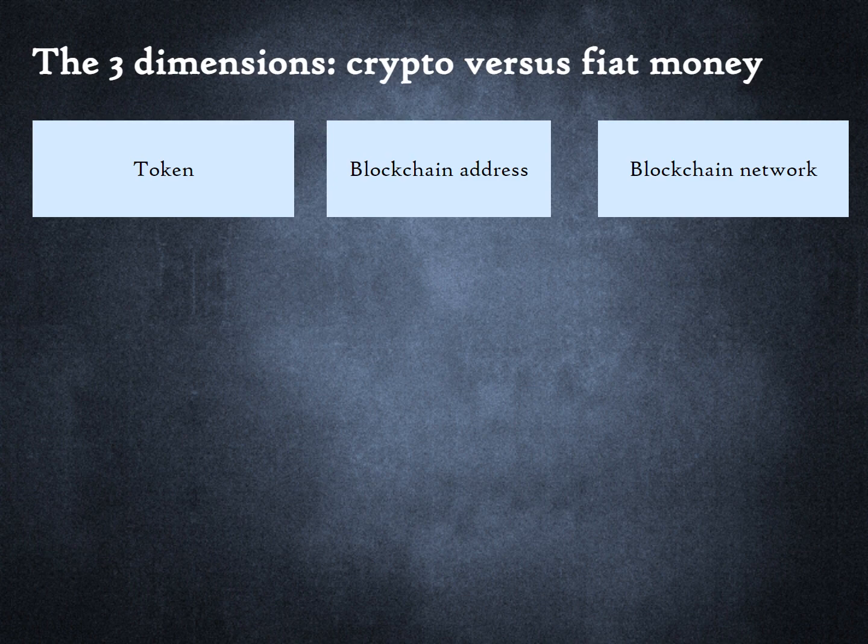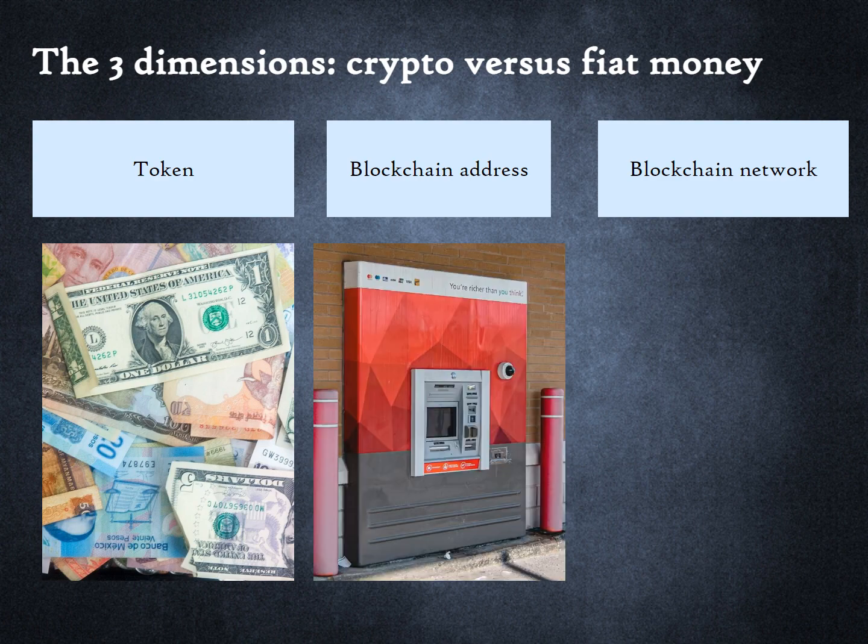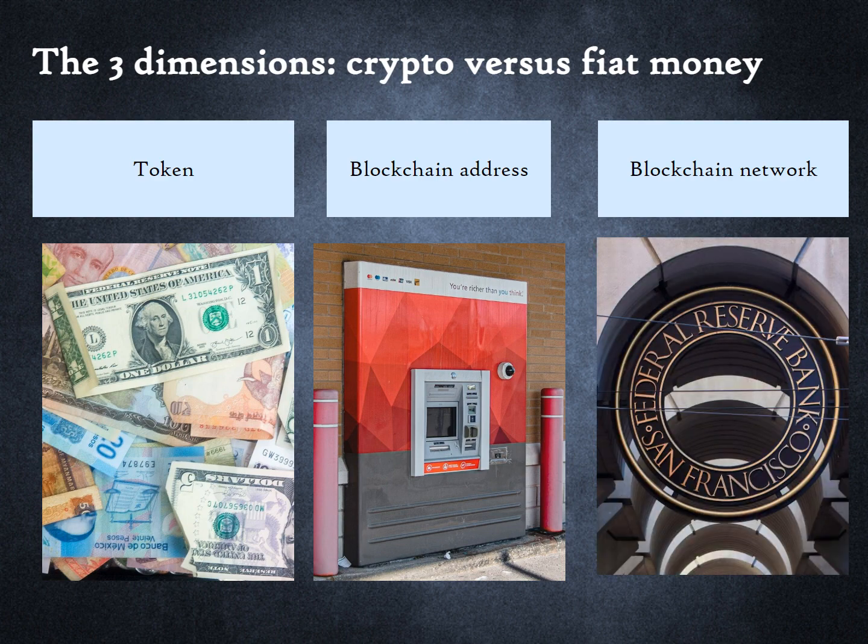We can now draw an analogy between crypto and fiat money on the 3 dimensions. The cryptocurrency is equivalent to fiat currency like USD and GBP. The blockchain address is analogous to the bank accounts because it segregates and tracks the ownership of cryptocurrency. The blockchain network is analogous to the banking system of the currency issuing authority.